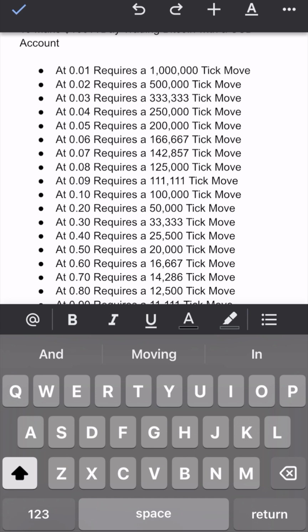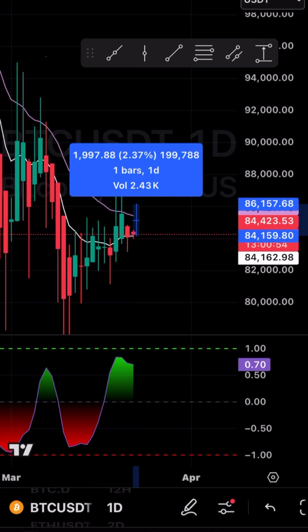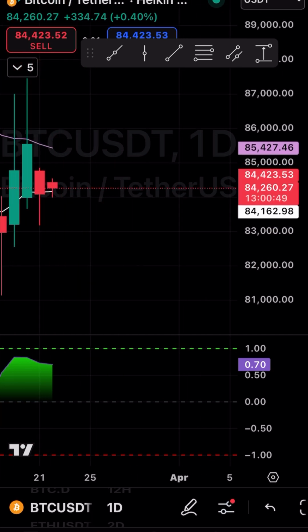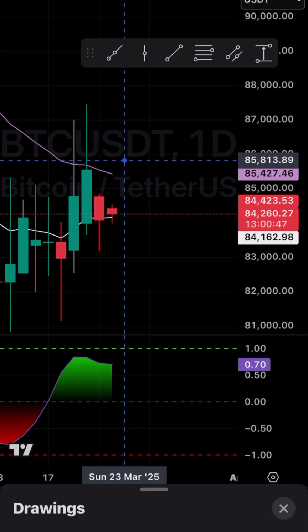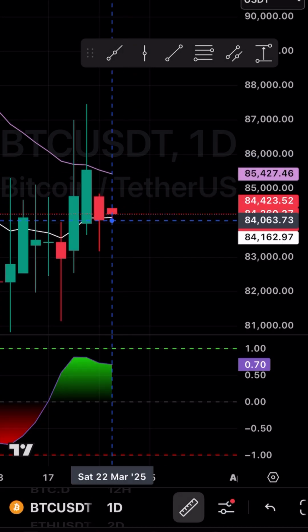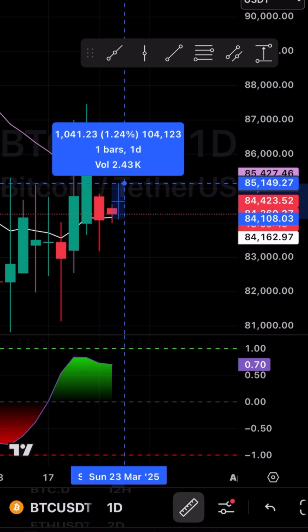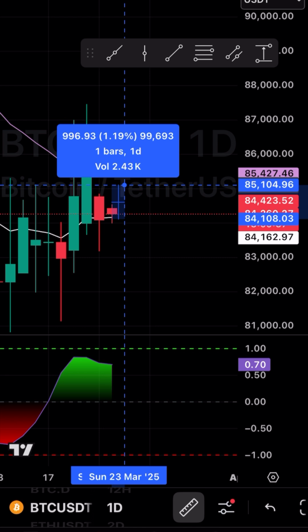Now, me personally, my goal is to try to get it to at least 0.10 because that's 10% the price. It's when you really would start noticing the difference. So at 0.10, let's just look at 0.10. 0.10, you just need 100,000 ticks. So that would be right about, let's just look at this, 100,000 ticks. And right about here is your $100.